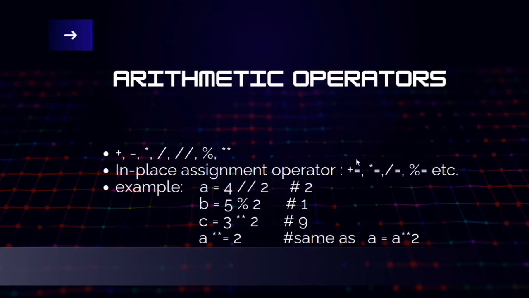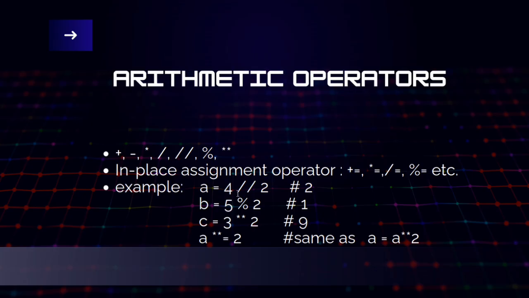Arithmetic operators in Python include addition, subtraction, multiplication, true division, floor division, modulus, and double star meaning power. In-place assignment operators offer a good shortcut for arithmetic operations. These include plus equals, multiply equals, division equals, modulus equals, etc.